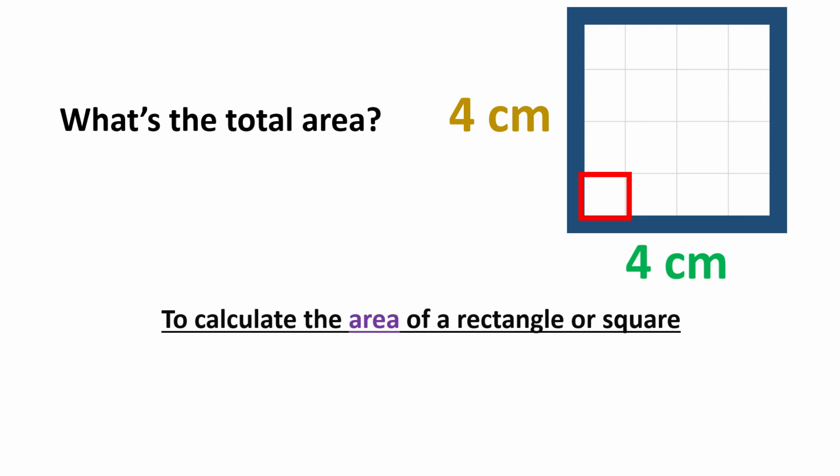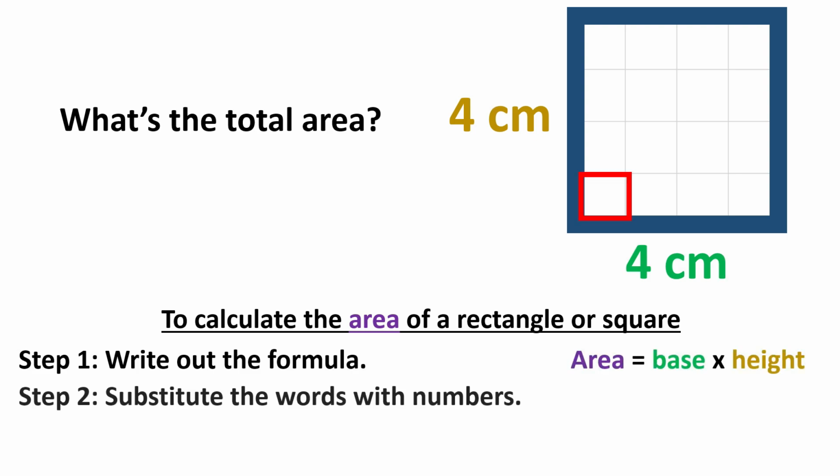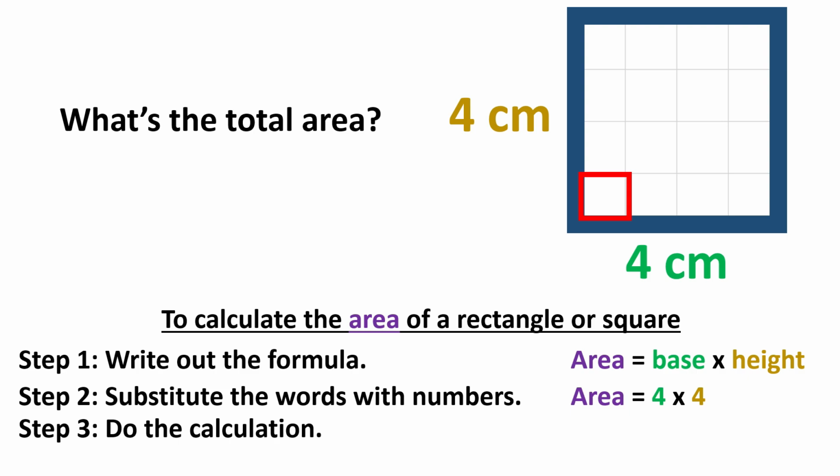To calculate the area of a rectangle or square, we do 3 steps. Step 1. Write out the formula. The formula is area equals the base times the height. Step 2. Substitute the words with numbers. The base is 4 centimeters and the height is 4 centimeters. Step 3. Do the calculation. 4 times 4 equals 16. So the area of this square is 16 square centimeters.